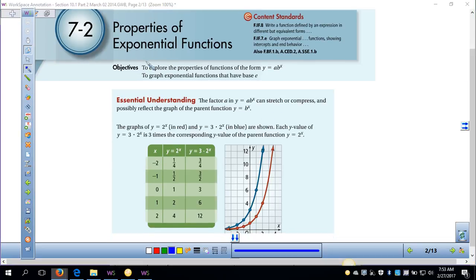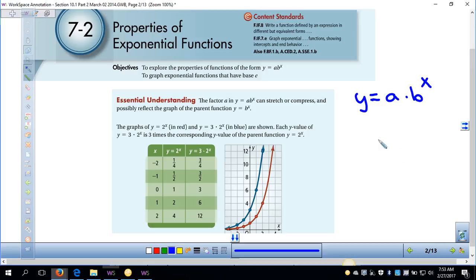And we've already talked about this general form for an exponential, where we have y equals a times b to the x. Okay? And b is the value that determines if we have exponential growth or decay. If b is bigger than 1, we have exponential growth. If b is a fraction less than 1, we have exponential decay.